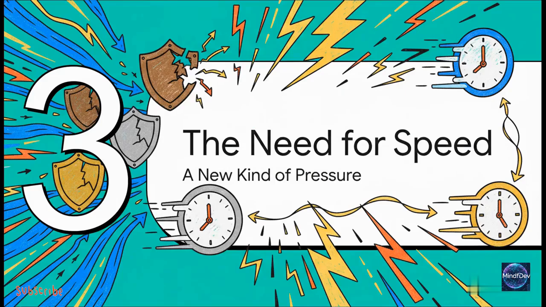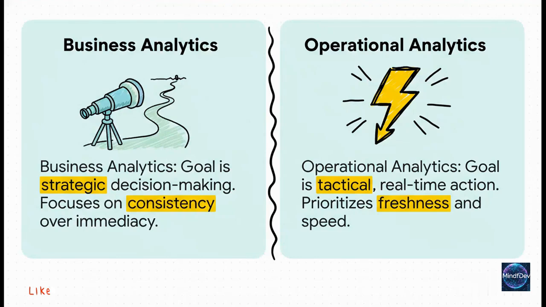But as powerful as that classic bronze, silver, and gold model is, it started to show some strain under a new kind of pressure. The world is just moving faster, and this tension started to emerge between two very different types of analytics. And here it is, the core of the problem. Business analytics looks backward to help with strategy. It values consistency way more than speed.